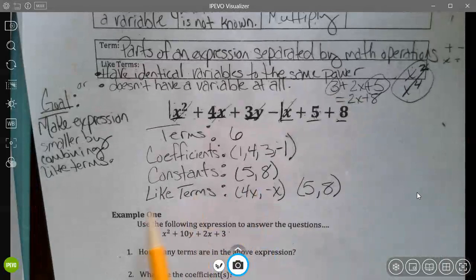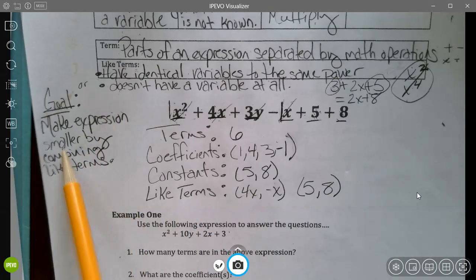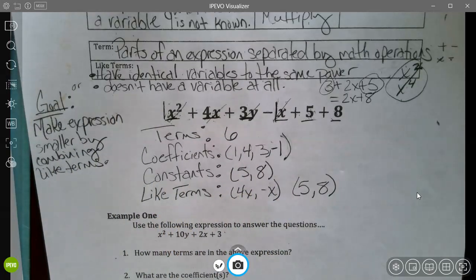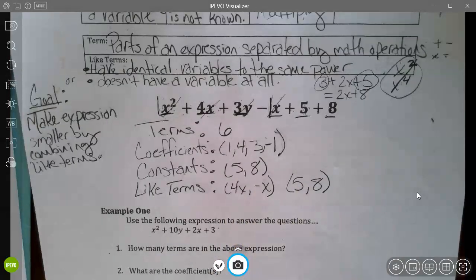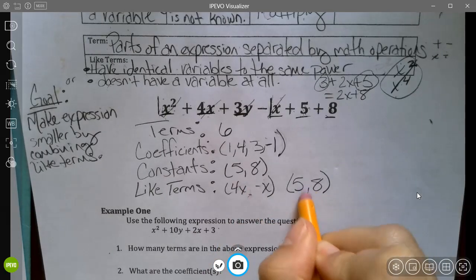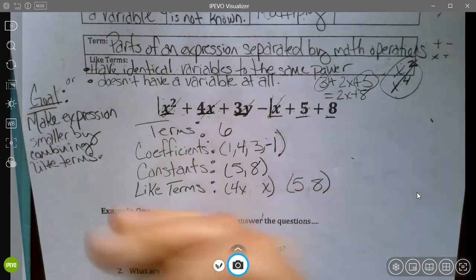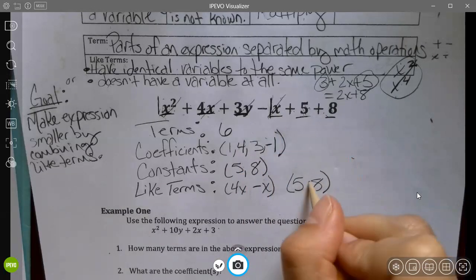And what's my goal? Why am I trying to find like terms? Oh, to make my expressions smaller or simpler by combining them. What does that mean to combine? It means exactly what it says. Put them together. So if I take out my subtraction, if I take out my comma, and remember this x was a subtraction x, right? A negative x, and this was a positive 8.